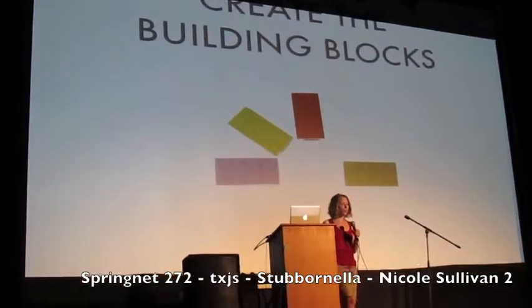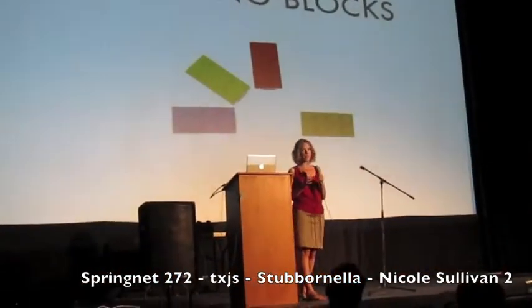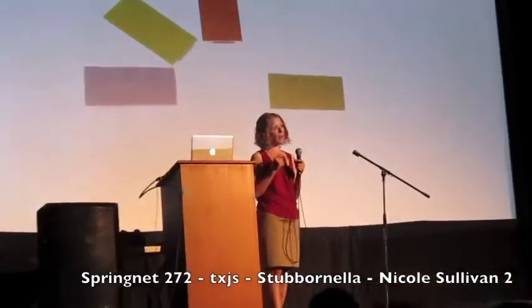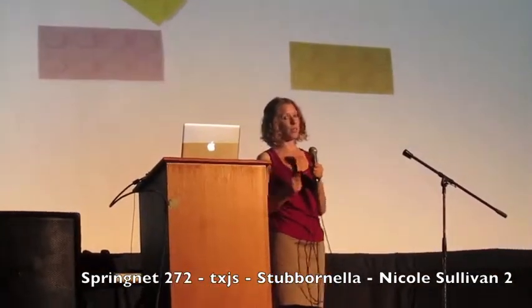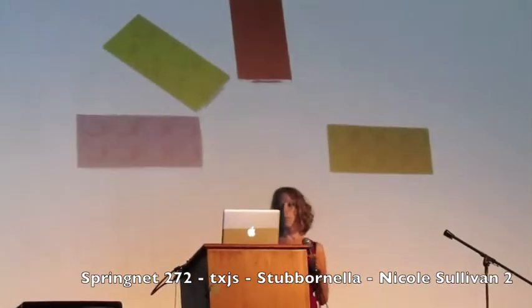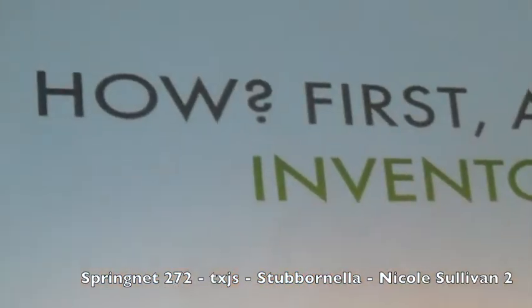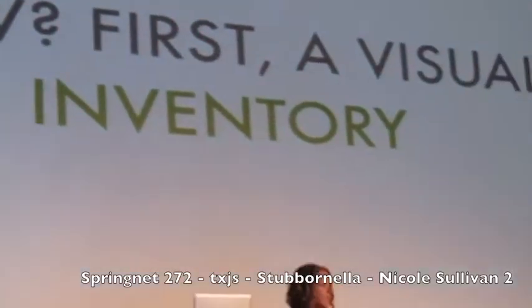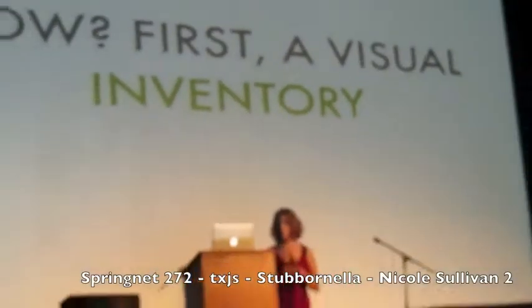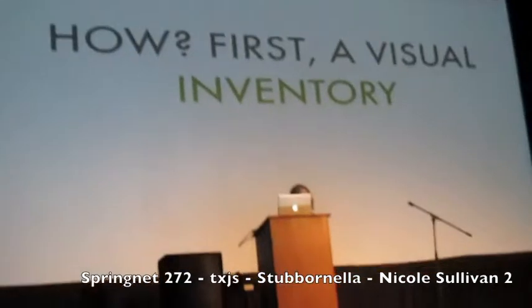With Legos, you don't go and cut the Lego in half because it doesn't suit you. You figure out how, with these building blocks, to build the thing that you're trying to build anyway. And we want to do the same thing. So what's the first step? It's to do a visual inventory. Really, really hard to do.